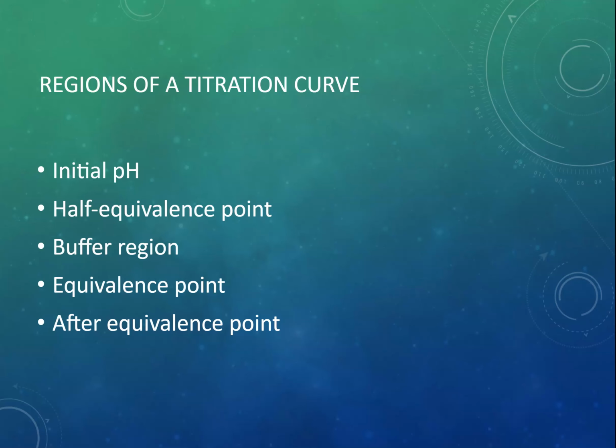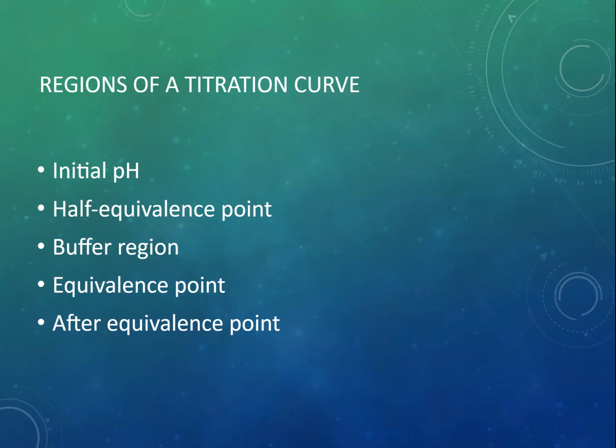That's pretty obvious, it's the starting point of your titration. Half equivalence point is when you've added exactly half the volume of your equivalence point. The buffer region I'm going to show you in just a moment. The equivalence point obviously is the midpoint of that vertical line, and then after the equivalence point is what happens next. And so you need to be able to identify those things on a curve, and you need to be able to calculate the pH at any of those points.